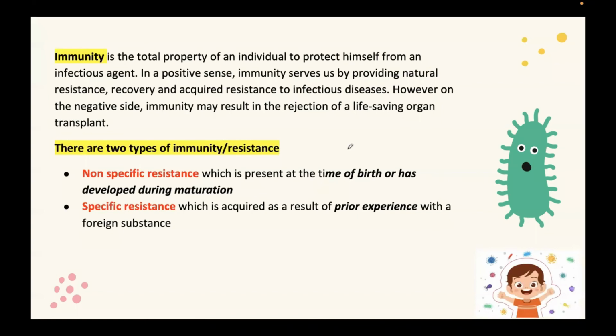Speaking of which, immunity is the total property of an individual to protect himself from an infectious agent. In a positive sense, immunity serves as a providing natural resistance, recovery, and acquired resistance to infectious diseases. However, on the negative side, immunity may result in the rejection of a life-saving organ transplant.